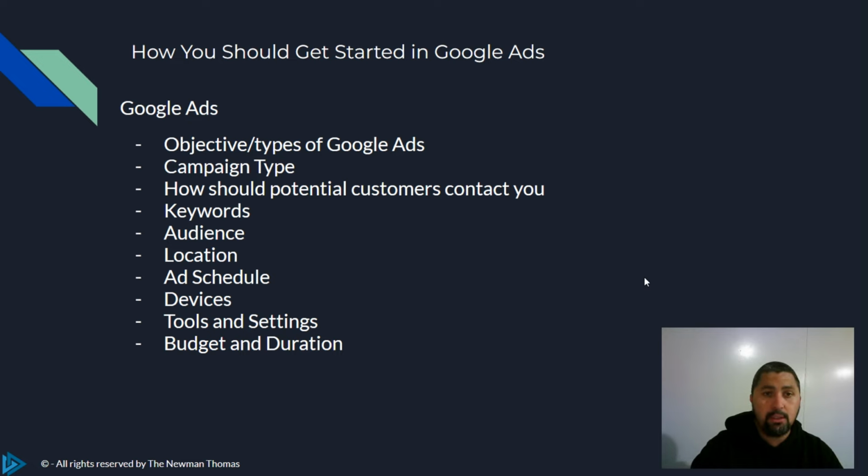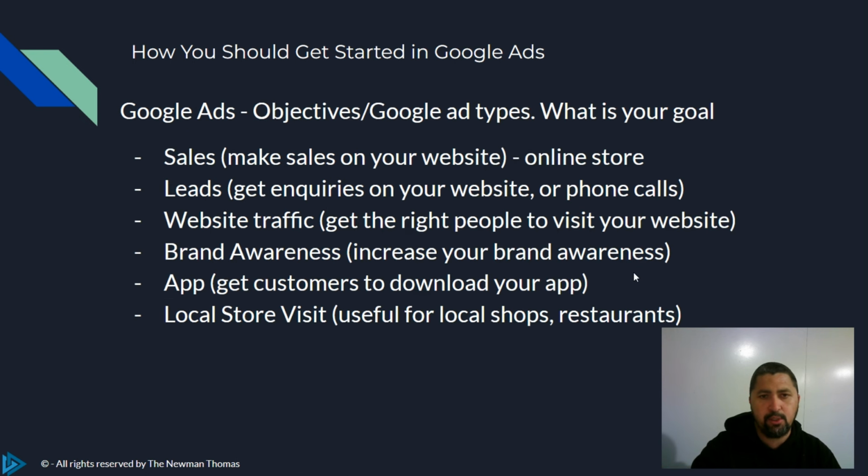Then the audience. We've covered audience partly in episode 3 of this playlist under Facebook. So if you want to learn more about audience for Facebook, you can look at that video. We're going to cover the location as well, finding the right location for your ad. Then we will look at ad scheduling, then devices, tools and settings, and also budget and duration.